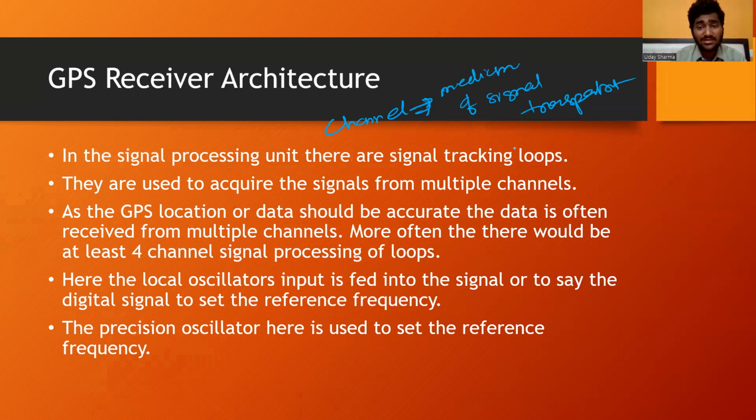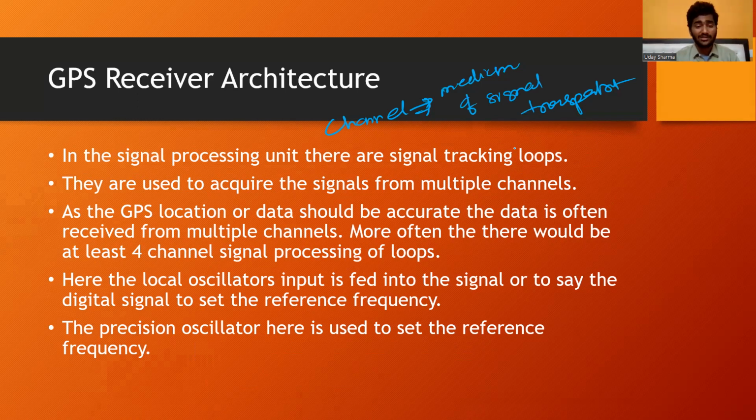They are used to acquire signal from multiple channels. As the GPS location data should be accurate, data is often used from multiple channels. More often, there would be at least 4 signal processing loops. And coming to the higher end tech, there are 12 or more channels in a single GPS receiver.